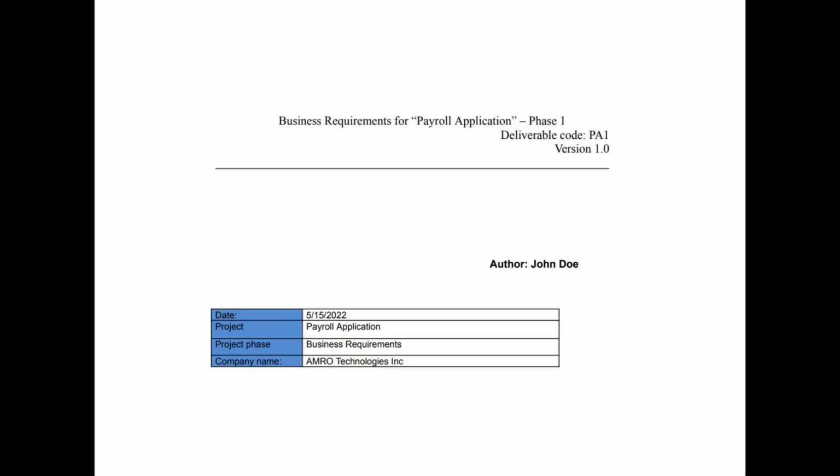What are the components of a business requirements document? A business requirements document, BRD, typically includes various sections that cover essential aspects of a project or business process. Here are common components found in a BRD.